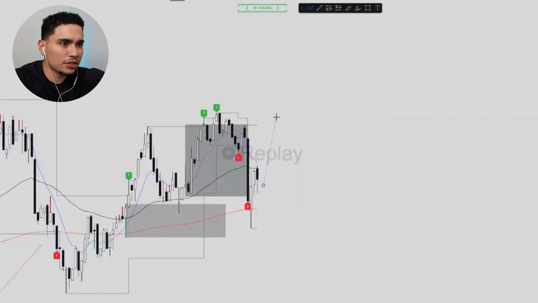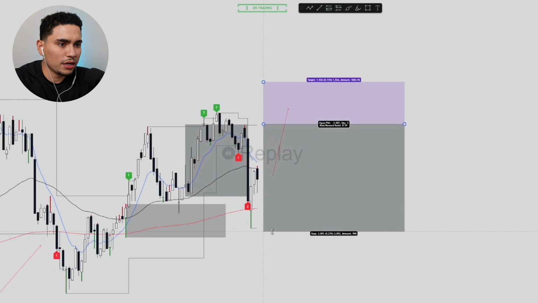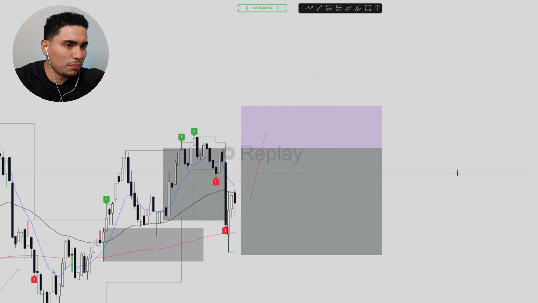Now for the re-entry, we're not going to need a break and then a tap of the zone. No, all we need for the re-entry is the break. So right now we can go ahead and put our entry right there and our stop loss below the protected low, assuming that price wants to keep on going higher.